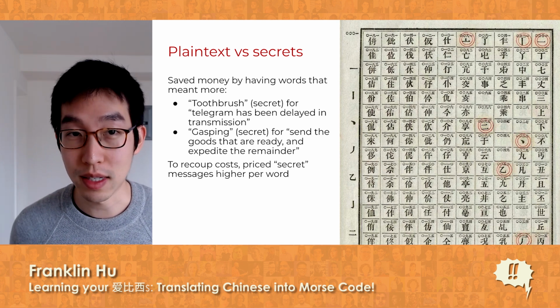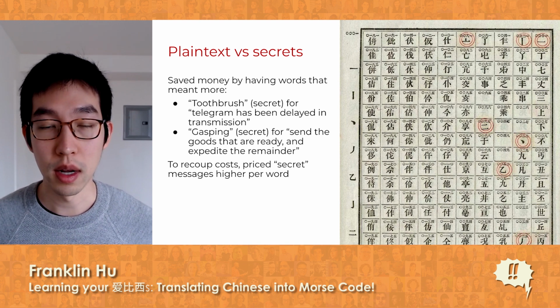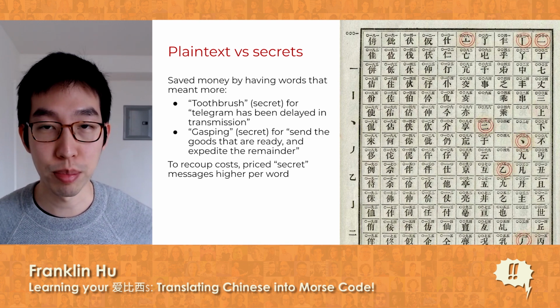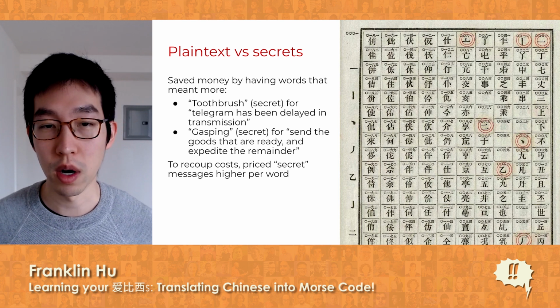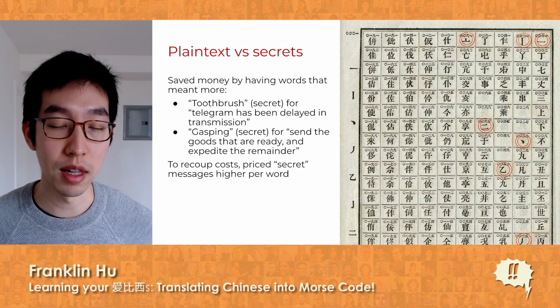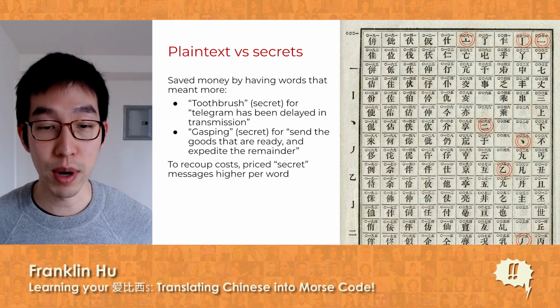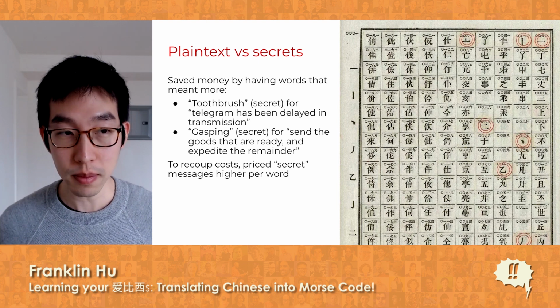So they developed a set of regulations where plain text messages were priced differently from secret ones, where the meaning wasn't immediately obvious. And these prices were much higher per word.